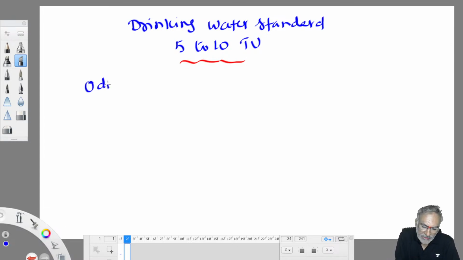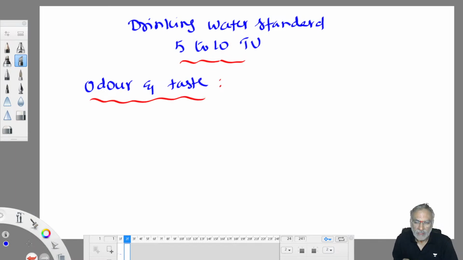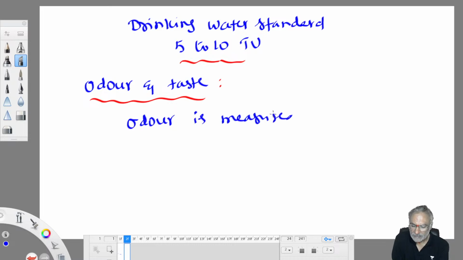Next, odor and taste. Odor means smell. So odor is measured by a device known as the osmoscope. Water is thought to be odorless and tasteless. Therefore, any smell in water is objectionable.